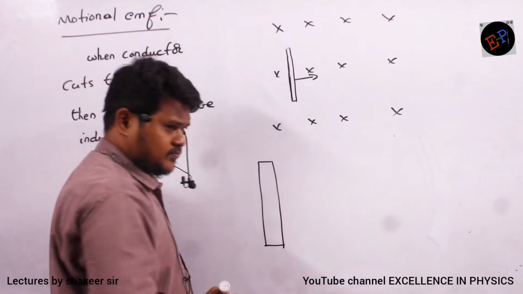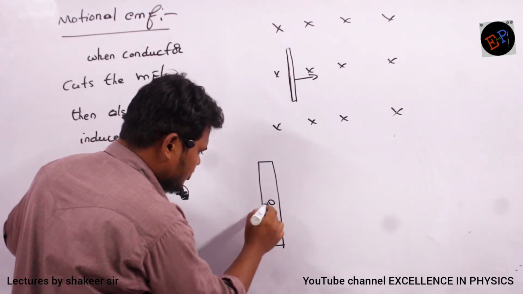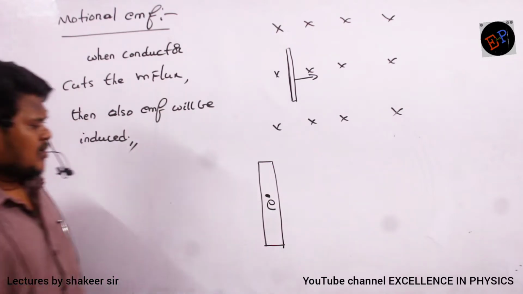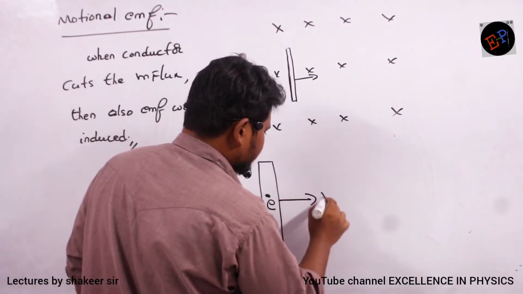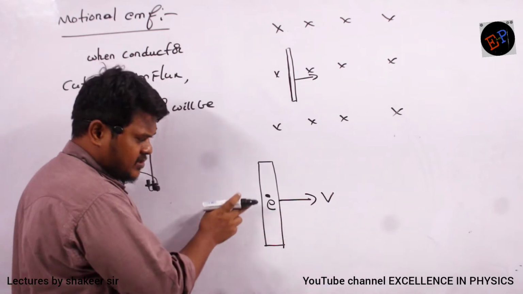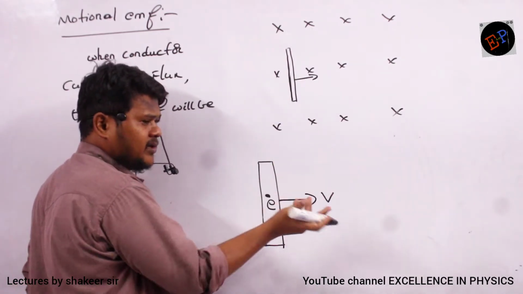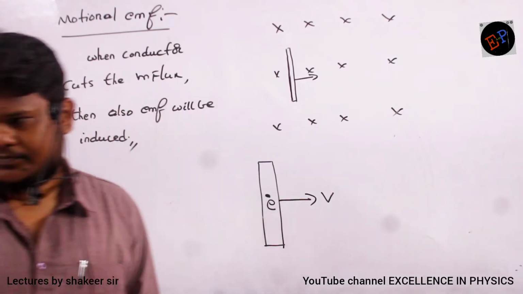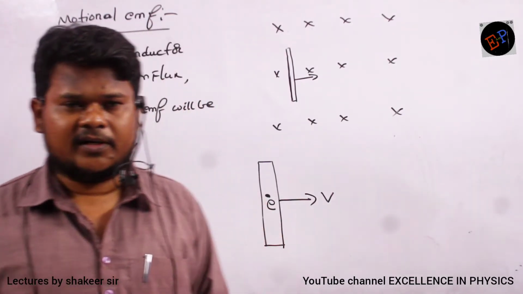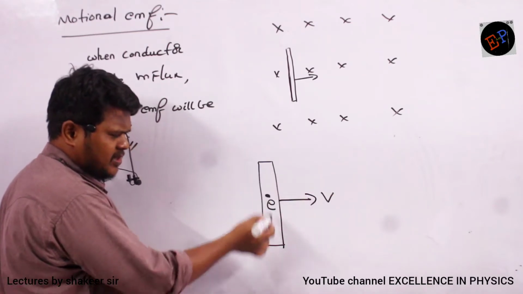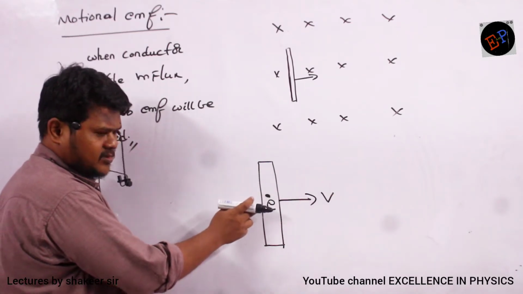Now in this conductor, charges will be there, no? For example, if I take one electron, electrons will be there in a conductor, no? Now if I am moving this conductor with a velocity of v, it is an example of charge entering a magnetic field at an angle of 90 degrees. Correct, no? Magnetic effects of current we have studied, no? So this is a charged particle. Many electrons will be present. I am taking a single electron.